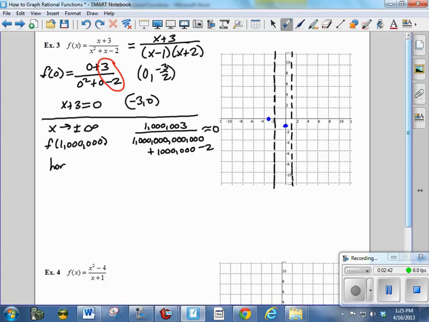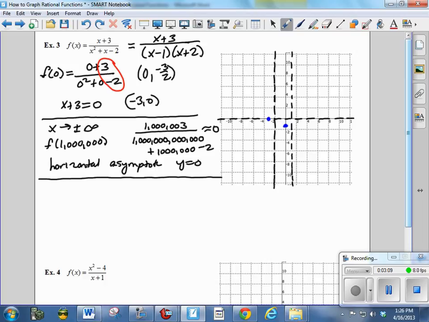So the horizontal asymptote is the x-axis again. Oh, look at this. Here's a case where we have an x-intercept and an asymptote on the x-axis. So the graph either just touches or crosses the asymptote here, as I told you that it can, other than the vertical asymptote.